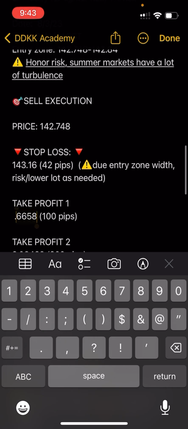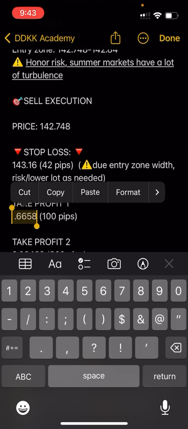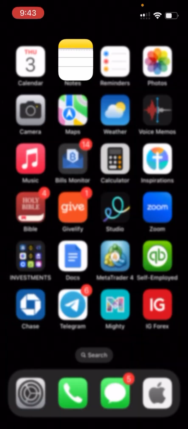If you know it's 42 pips, all you got to do is decide what's your premeditated loss. So if you have $1,000 in your trading account, you say, I want to lose no more than 1% of 1,000. So 1% of 1,000, guys, is $10. So you do $10 divided by 40, it gives you your lot size, 25 cents. I'm going to say it again.